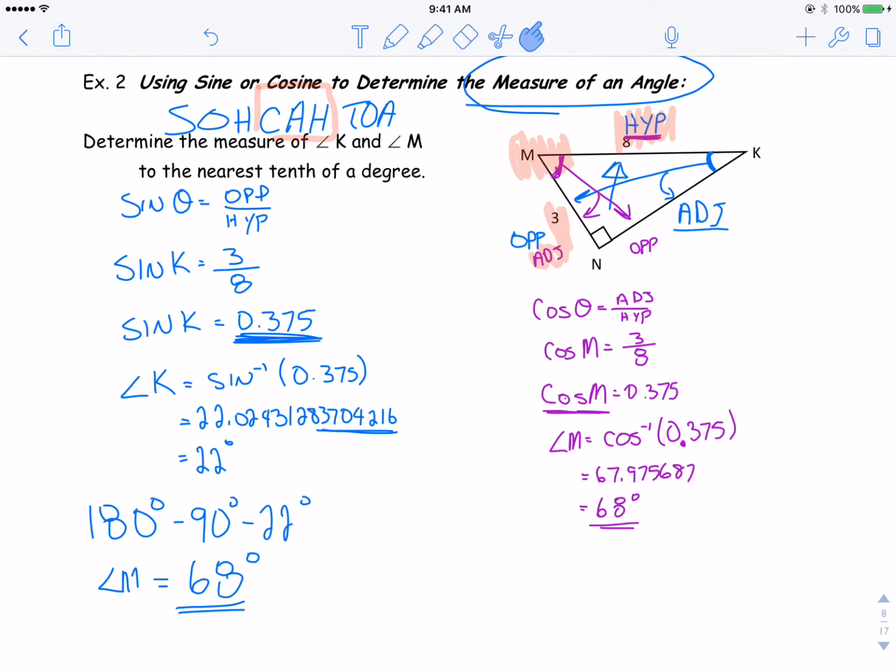So you can see that the calculations using sine and cosine to find an angle are exactly the same steps as using tangent, what we've done before. That's the same whether you're trying to find a missing side or a missing angle. The only difference being is that you need to make sure that you use the right trig function, sine, cosine, or tangent. It's all based on the question you're given.